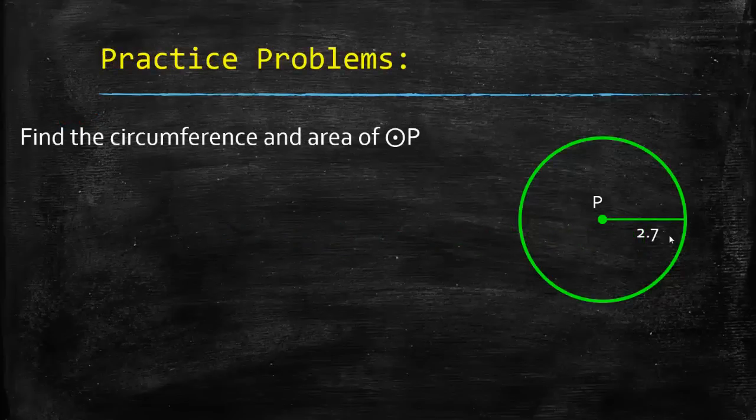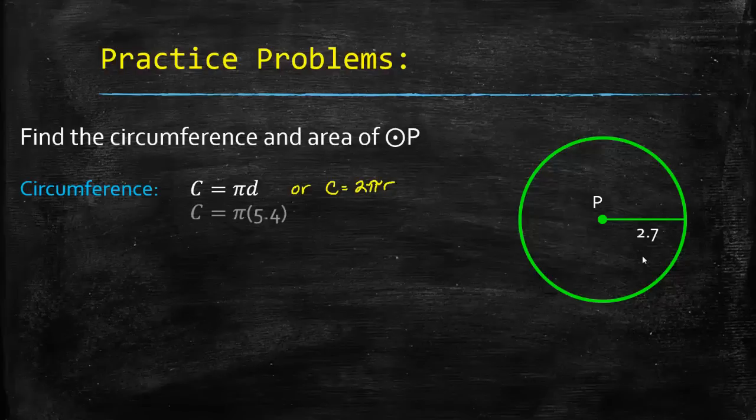All right, so let's try a practice problem. Find the circumference and area of circle P. So we find the circumference using pi times d, or circumference equals 2 pi r. In this case, we have a radius. So if we double that, we get pi times 5.4, and our answer would be 5.4 pi, or about 16.96.